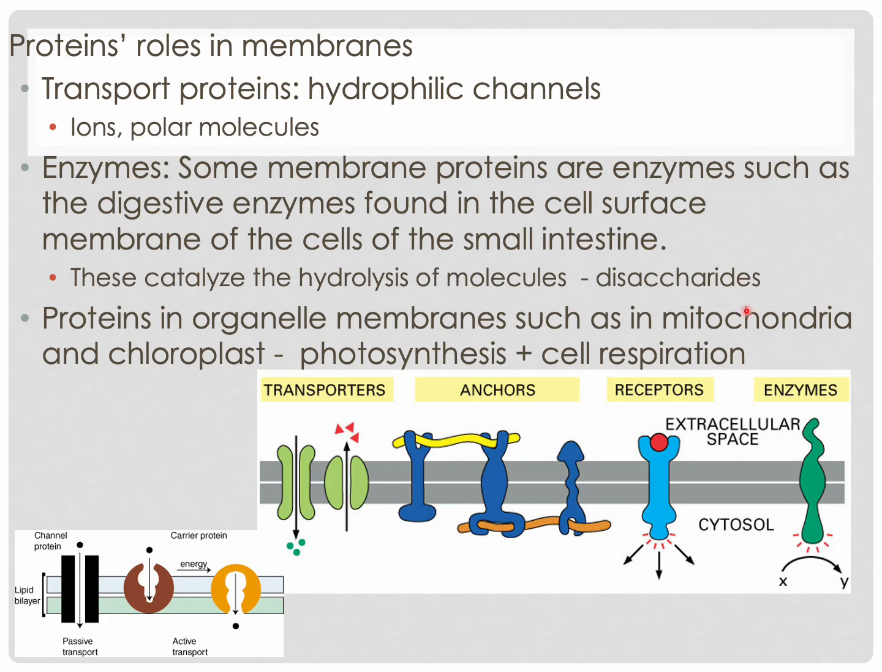Looking at different roles of proteins in the membranes. Transport proteins are hydrophilic channels, allowing ions or polar molecules to move back and forth across the membrane. We have enzymes on the plasma membrane on the small intestine surface that hydrolyze disaccharides. Proteins in organelle membranes function in photosynthesis and cell respiration. You have transporters, anchors, receptors, and enzymes.